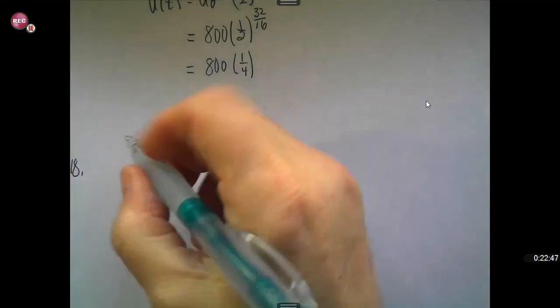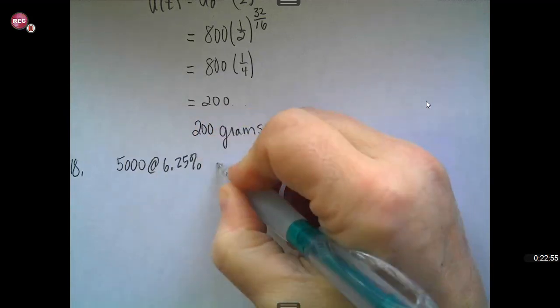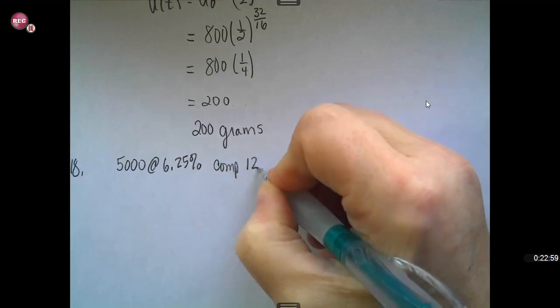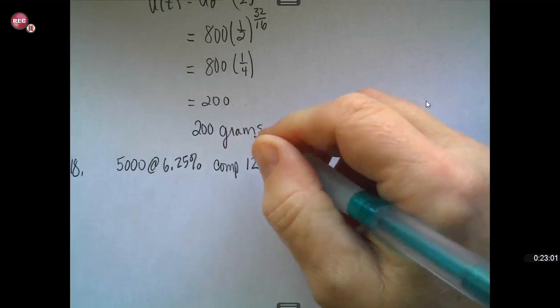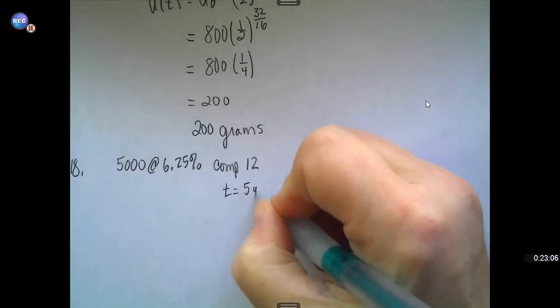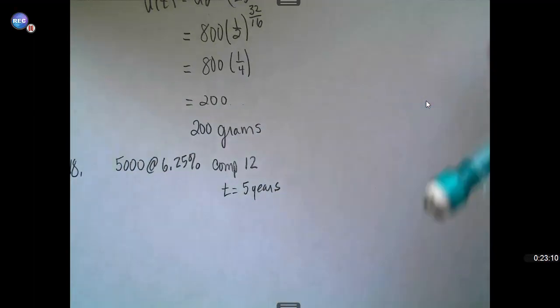If you invest $5,000 at 6.25% compounded monthly, how much will you have to the nearest cent after 5 years? And then about how many years will it take to double your money?